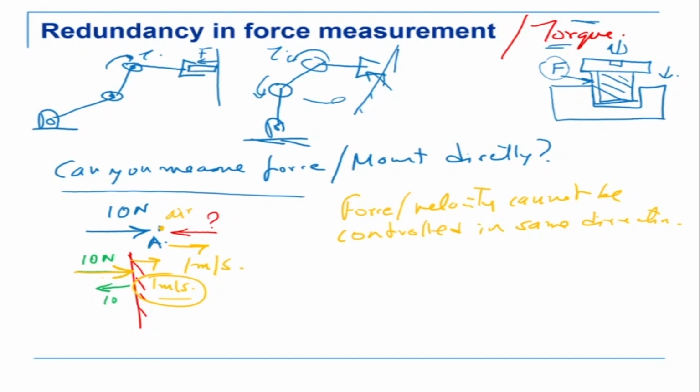Whereas in air, I cannot apply a force, but I can control a velocity. I can move my hand with 1 meter per second in free air, but I cannot apply a force. So the only condition under which a force and position can be controlled simultaneously is if both of them are normal to each other. So I can say 10 newtons this side and 1 meter per second this side.